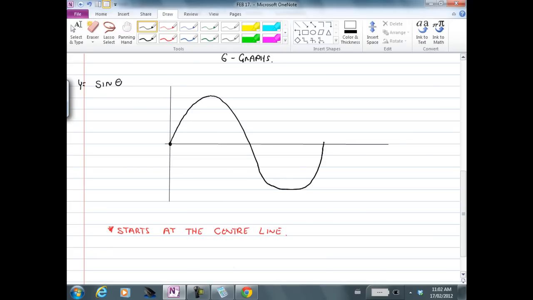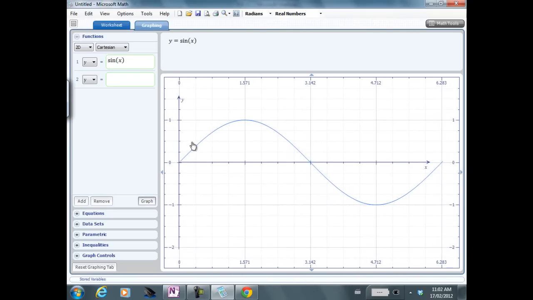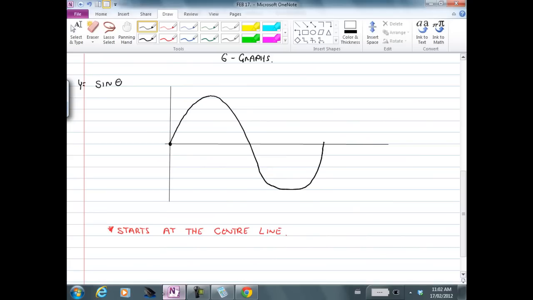Now, here are some points. If I look at the sine graph, this is the nice curve it should look like, down and up. When you work with a sine graph, you need to know a few key points. Number 1, the highest point on the sine graph is going to be 1. That's all you're going to worry about. The lowest point on the sine graph is -1.